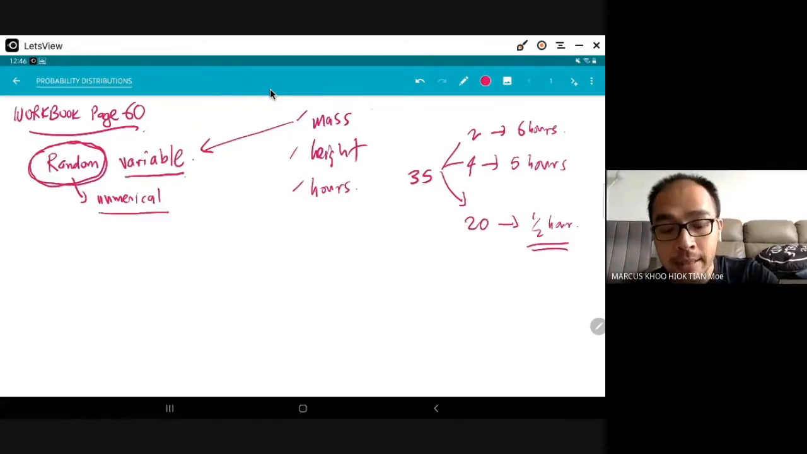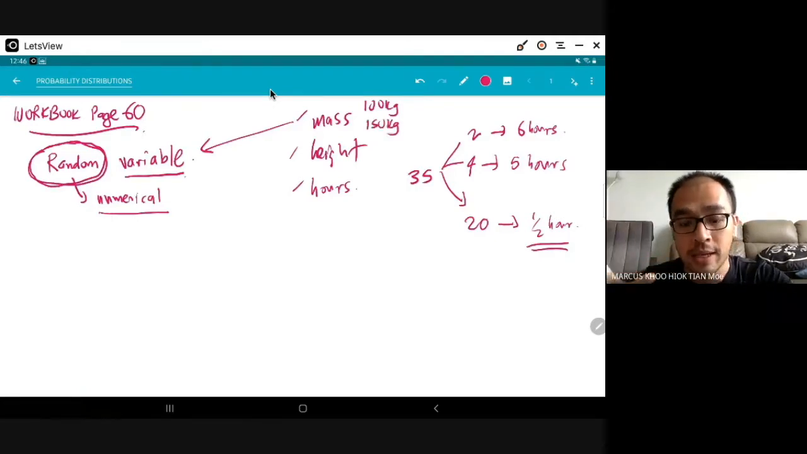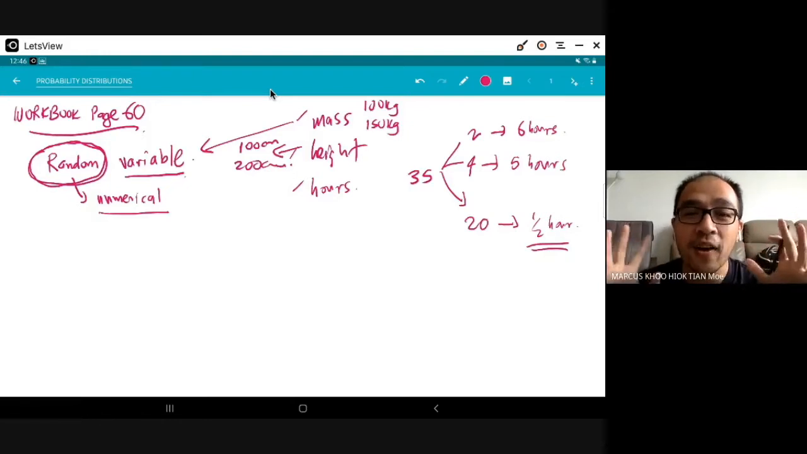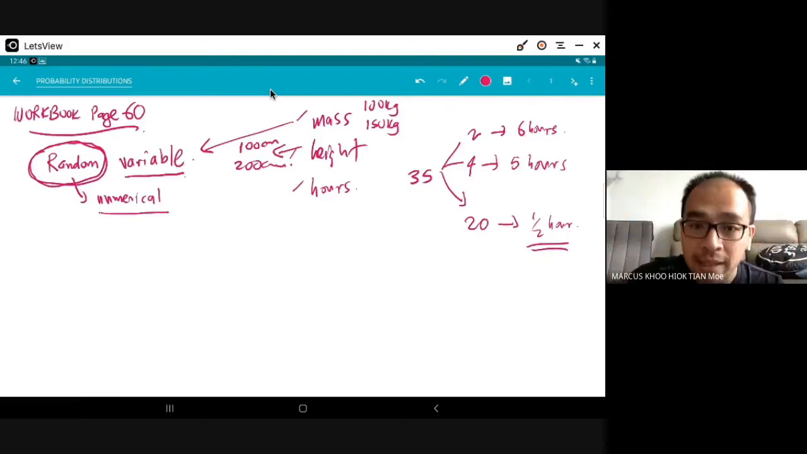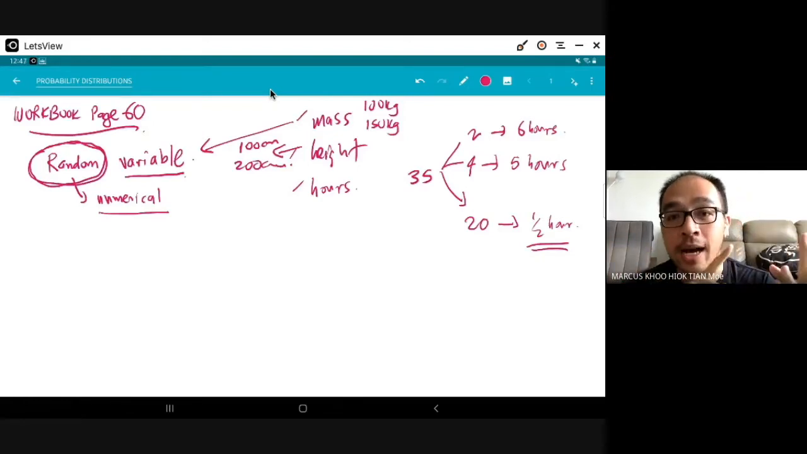For example, mass, let's say Sean is 100 kg and I'm, let's say, 150 kg. So all these are numerical values. Height, Eva is 100 cm and Sean is like 200 cm. Example only. Sean wishes he was 200 cm. Anyway, all these are numbers, so there is a number that can represent the variable. That's why we call it a random variable. A random variable is a variable that has a number.